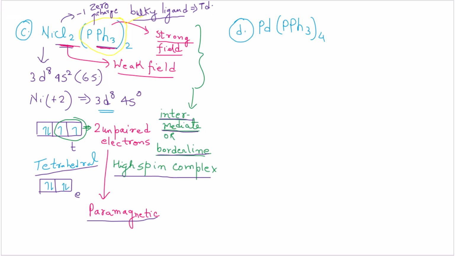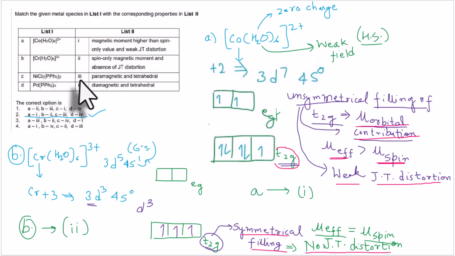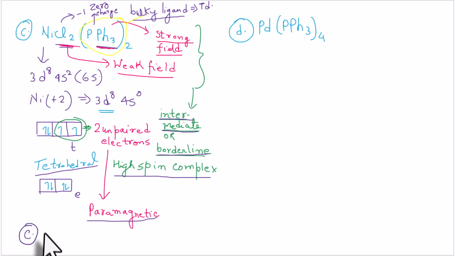And now if we go back to the question, we have this option 3 as paramagnetic and tetrahedral. Now we know that this perfectly fits the nickel complex, paramagnetic and tetrahedral. So C corresponds to option 3. So this complex C corresponds to the statement 3.